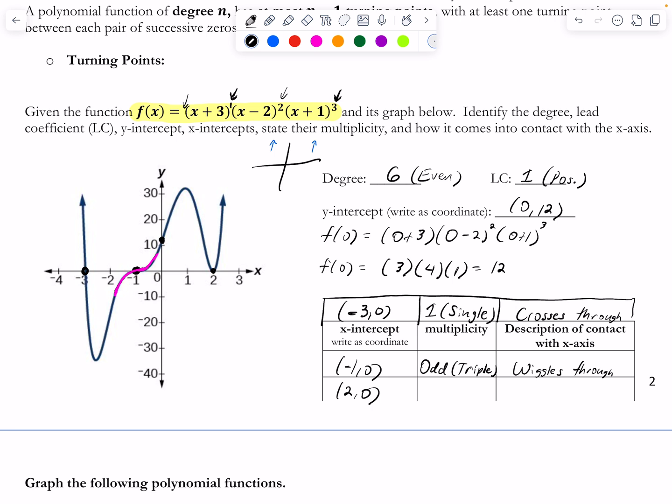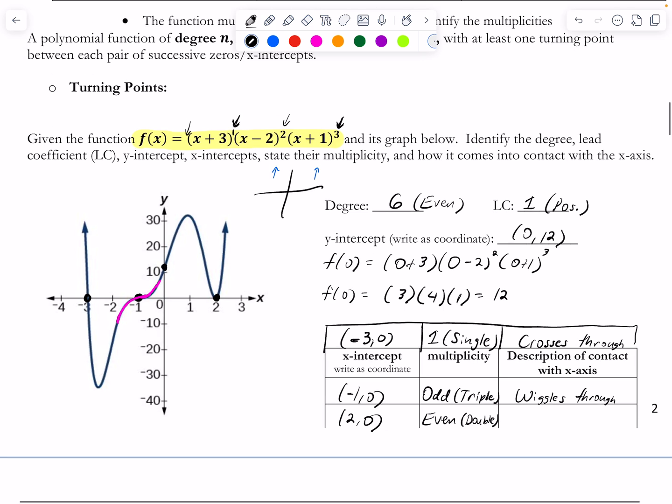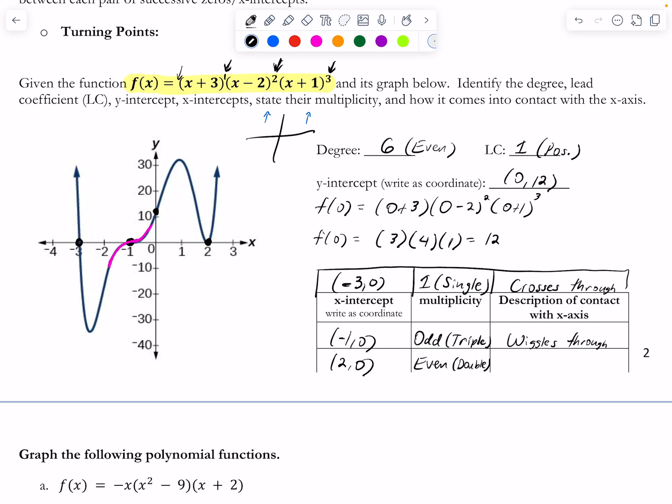All right, and last but not least, here we have 2 comma 0. That one is the one that touches, it doesn't cross through, right? This is going to be that even root, or in this case, double root because of that even number 2. So I'm going to say for this one, it bounces, or you could also say touches. Both of those are the same thing.